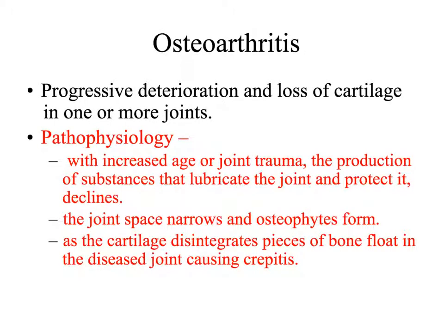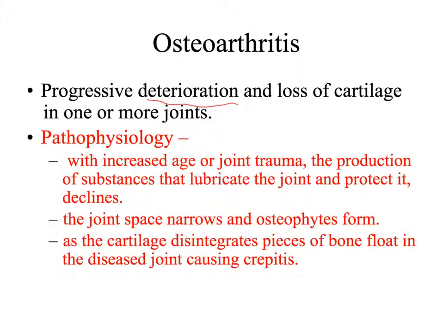Okay, this is the definition of osteoarthritis: progressive deterioration and loss of cartilage in one or more joints. Keywords with osteoarthritis, one of the keywords is definitely deterioration. Deterioration of the joint. It's essentially due to increased age, increased use of the joint. So people who are at risk are people who are older, people who use their joints more. In the next slide, we'll talk about the primary and secondary types. But like I said, the key word here is deterioration.